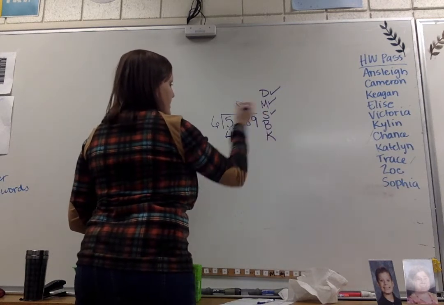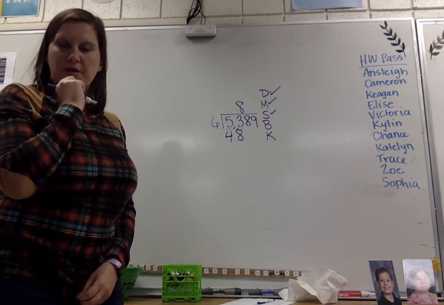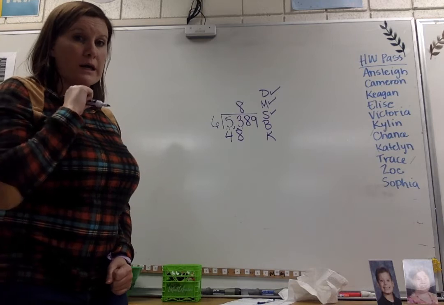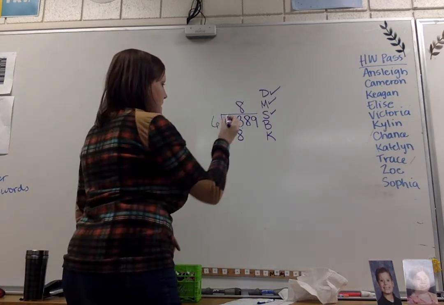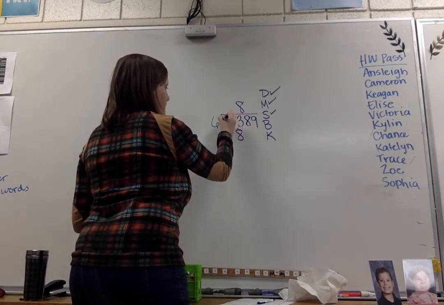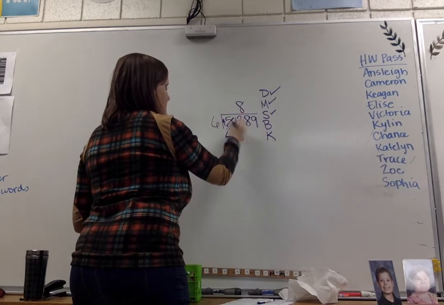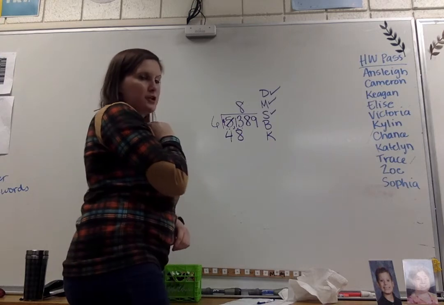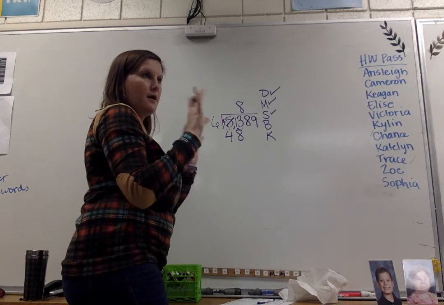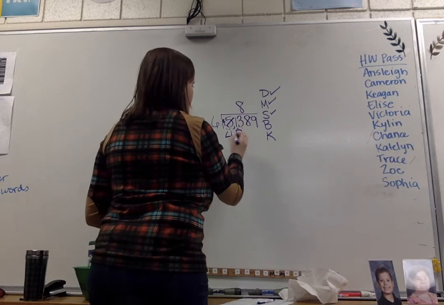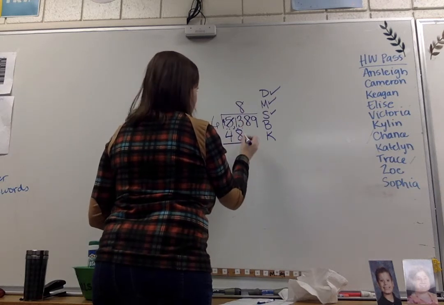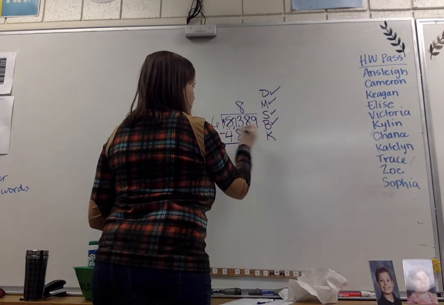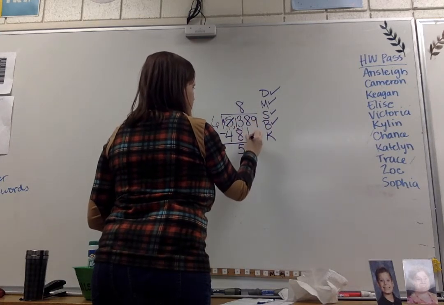S tells me to subtract. I've seen a lot of people making mistakes on their subtraction, so make sure you are being very careful and borrowing. I cannot do 3 minus 8, so I have to go over to the 5, take 1 away, and give 10 to the ones place. You have to make sure you're borrowing, or it's going to mess up a lot with the problem. 13 minus 8 equals 5. So now I'm going to bring down my 8.